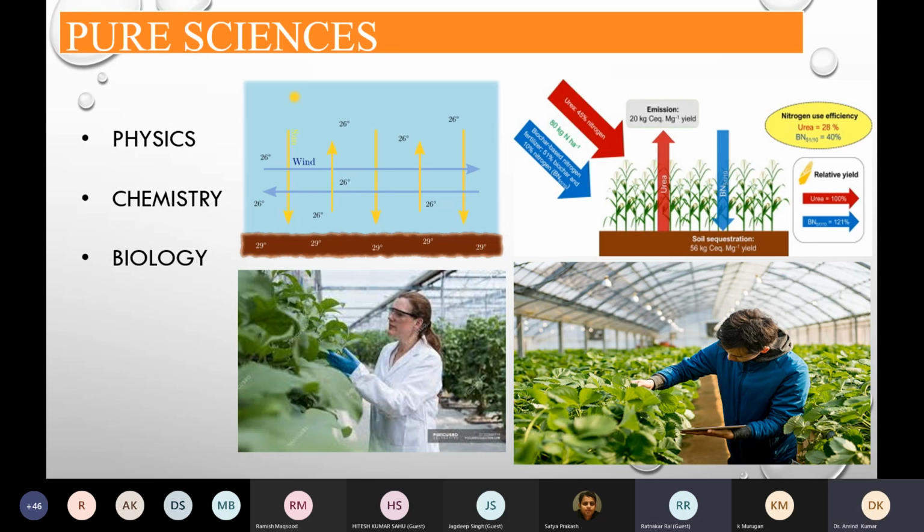The other aspect in the greenhouse, in the controlled environment discipline, is the contribution of pure sciences. We deal with light, we deal with different types of chemicals and chemistries, with different types of biological systems in our day-to-day functioning. So these disciplines also give us a lot of data, and enhancing them is also very beneficial to the industry. Next slide, please.